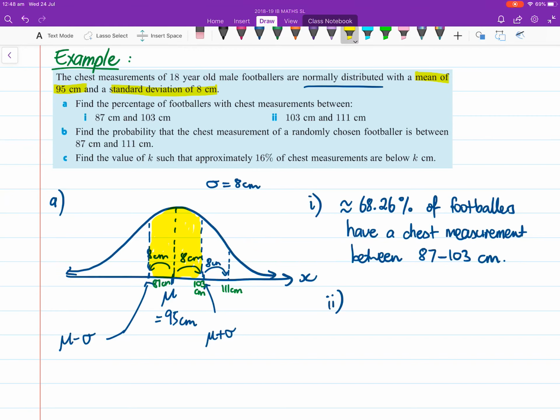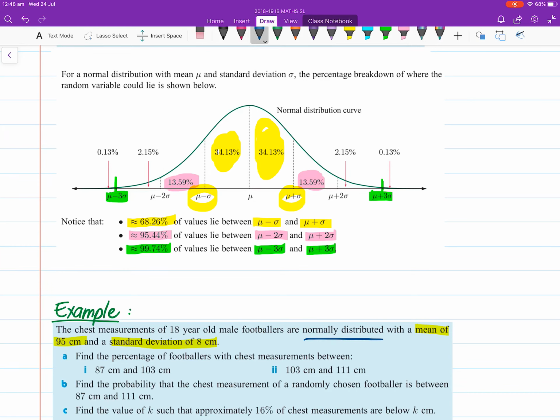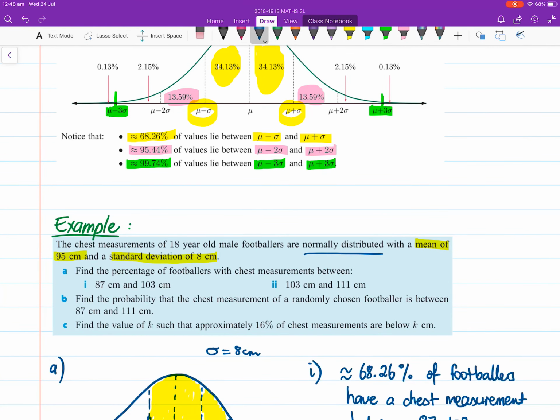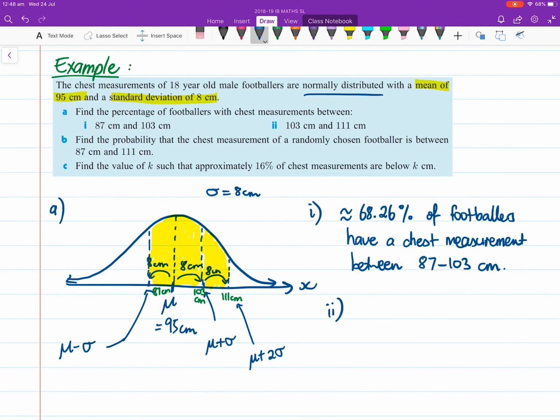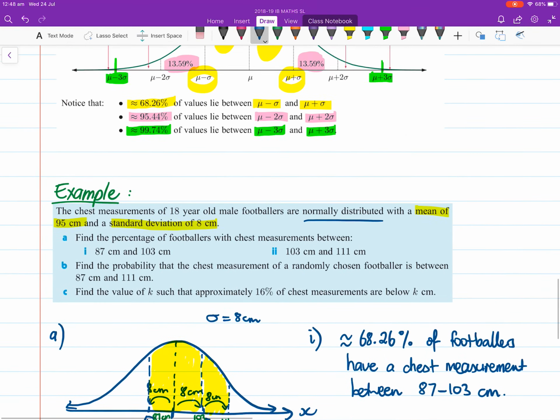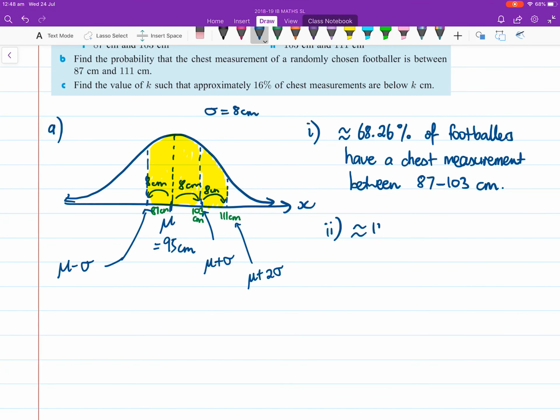So that actually means it is 2 standard deviations or 2 sigma away from the mean. So it's like mu plus 2 sigma. Does that make sense? So this value is mu plus 2 sigma. Okay, but what was that extra portion? It was 13.59%. Okay, but we want to know, yes, between 103 and 111. So that will be 13.59%, won't it? So around about 13.59%.